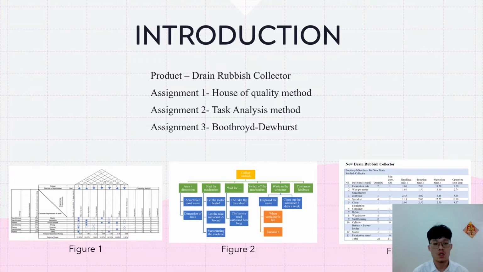And assignment two is the task analysis method. The task analysis method shows each procedure, like in figure 2, the layered task diagram. And then assignment 3 is the try rehearse. Try rehearse is the method that compares the components in the original part and the improvement part.